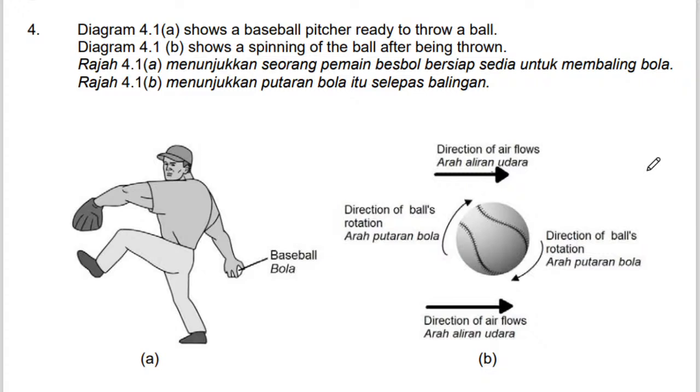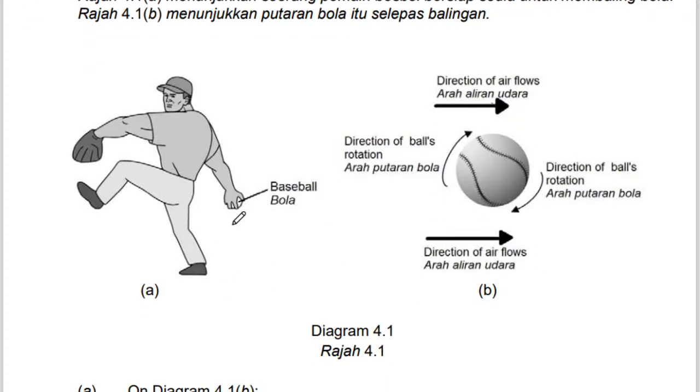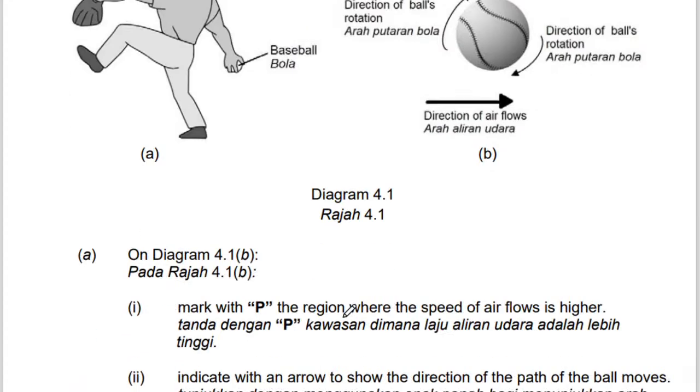Okay, number 4 shows a baseball pitcher ready to throw a ball. The second diagram shows the spinning of the ball after being thrown. Okay, nampak eh? So this is the spinning. The spinning will be like that. Okay, and then the direction of the airflow. Direction of the airflow, sama lah. Okay, so this is how the ball is being spun.